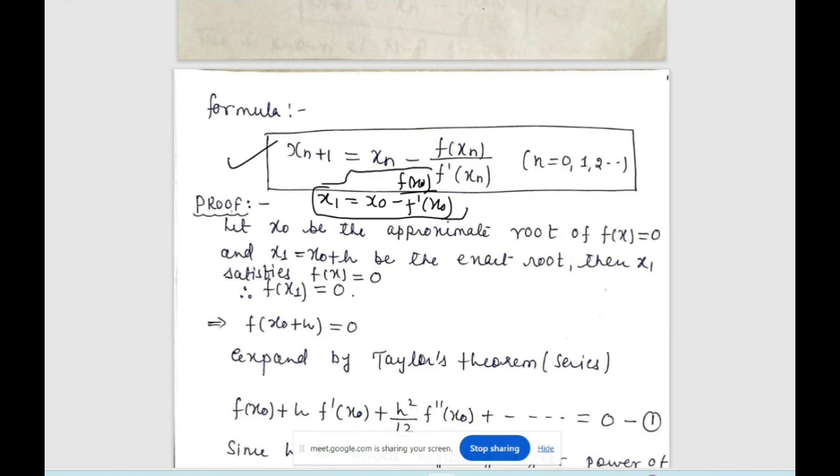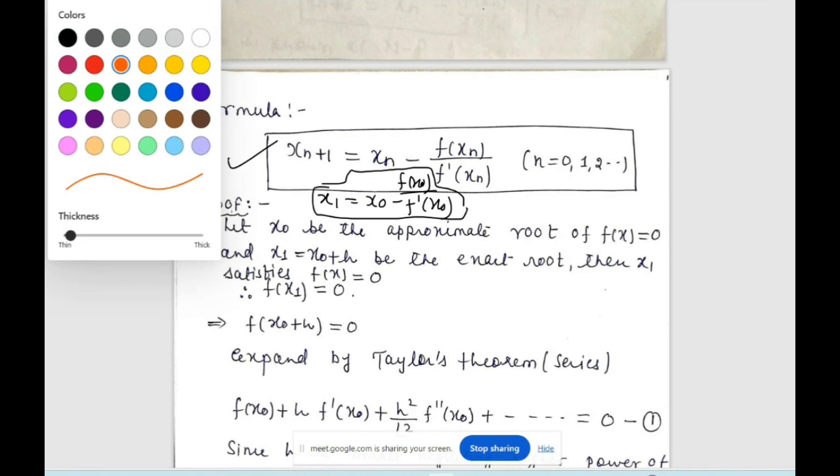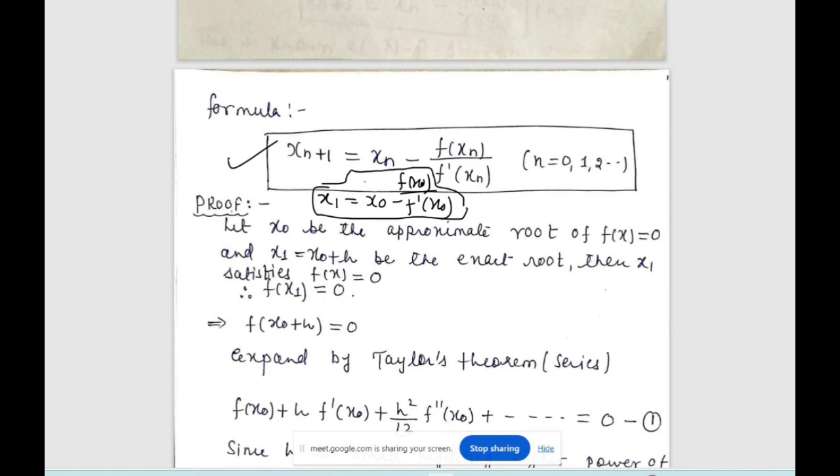For this first approximation, you require the first value x0, the function value at this particular point, and the differentiation of the given function, meaning the equation, at this particular point. By putting all these values in the formula, you will get x1. Now this was the first approximation.